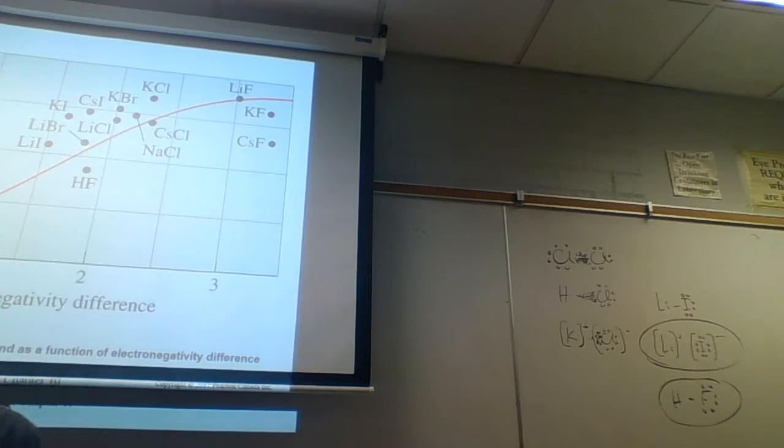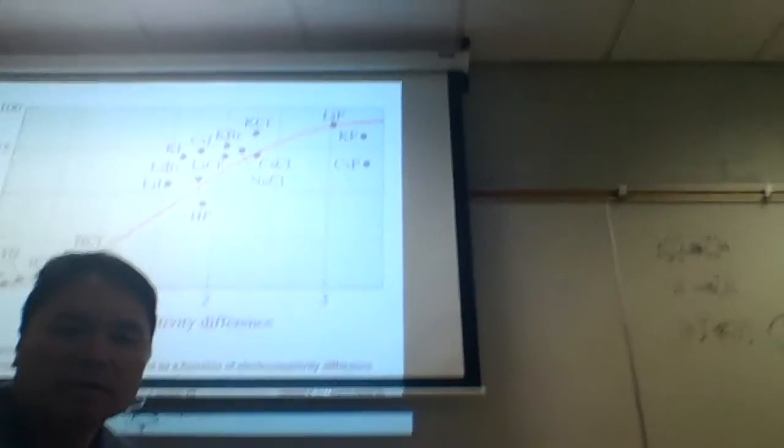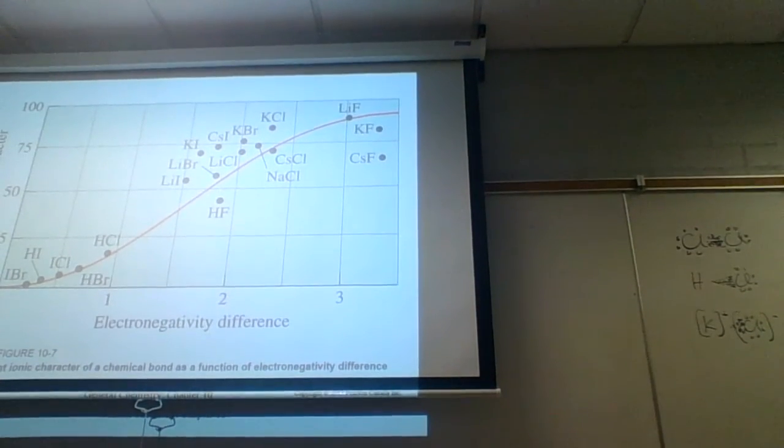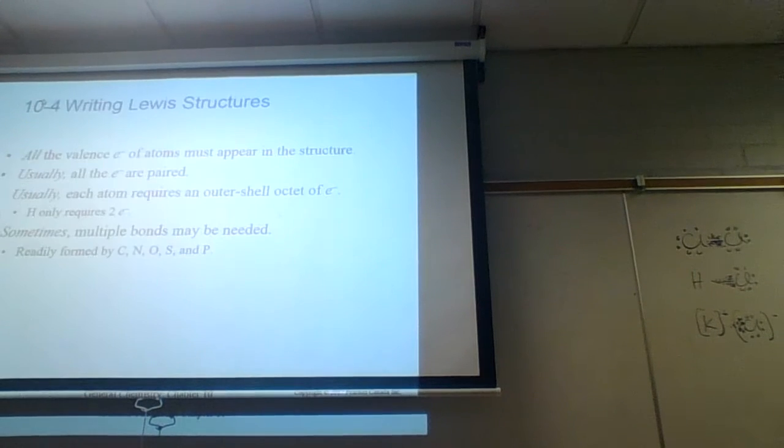All right, so let's talk about drawing Lewis structures. Just briefly go through the rules. Writing Lewis structures, we count up all the valence electrons. Usually the electrons are paired. Each atom requires an octet, except hydrogen requires a duet. Sometimes multiple bonds are needed.